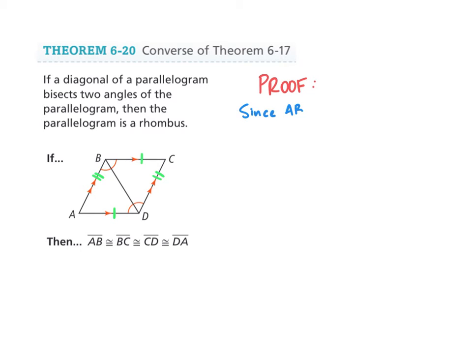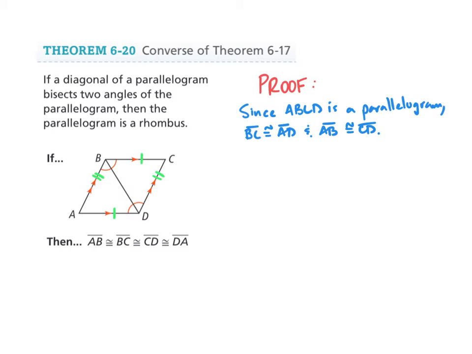Since ABCD is a parallelogram, segment BC must be congruent to segment AD, and segment AB must be congruent to segment CD. And that's because in every parallelogram, the opposite sides will be congruent. But then we notice that angle ABD is congruent to angle ADB. ABD, this angle here, is congruent to this one. So triangle ABD must be isosceles. All right, so I'm going to write that out. We got a lot of writing on this proof.